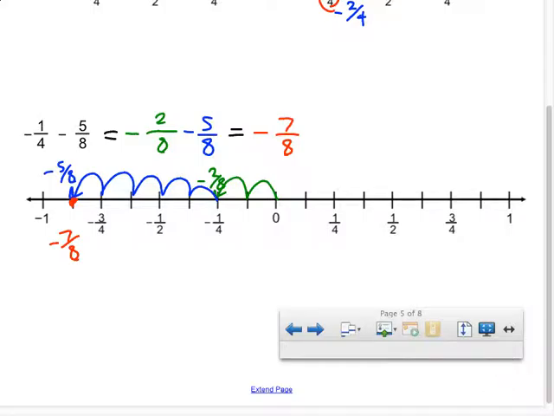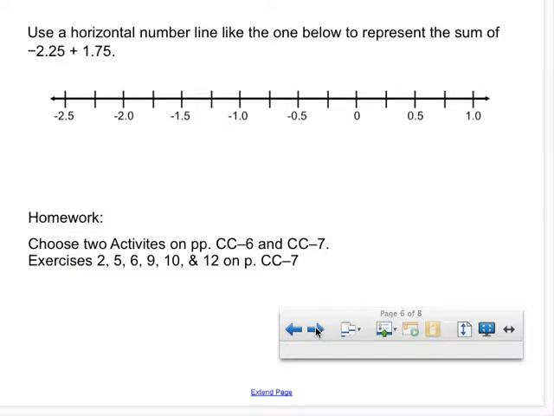Okay, so I do have one more problem. It's a little different than these. Question about this? Last problem. It's a decimal.